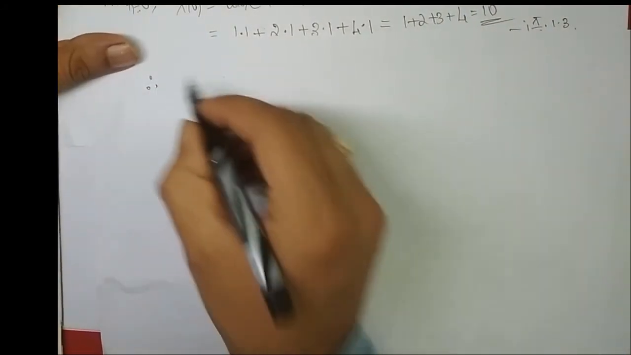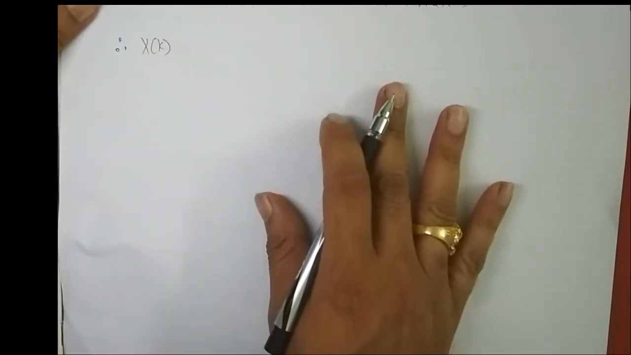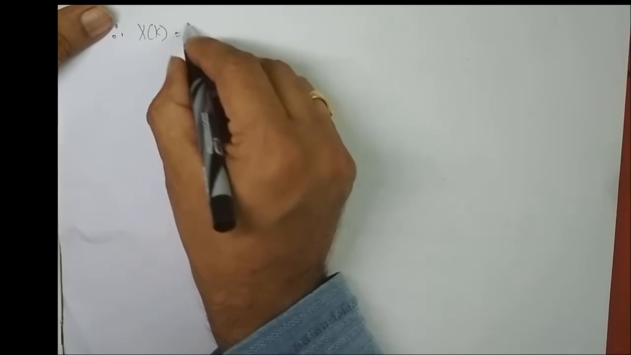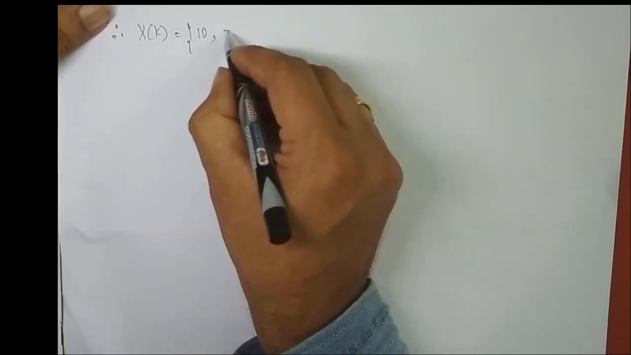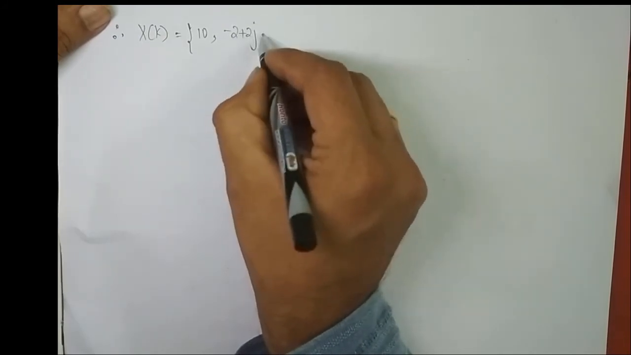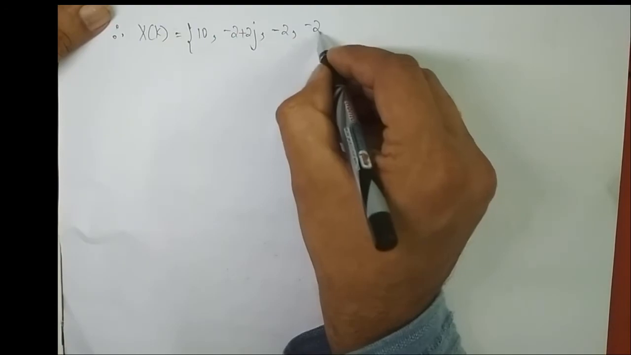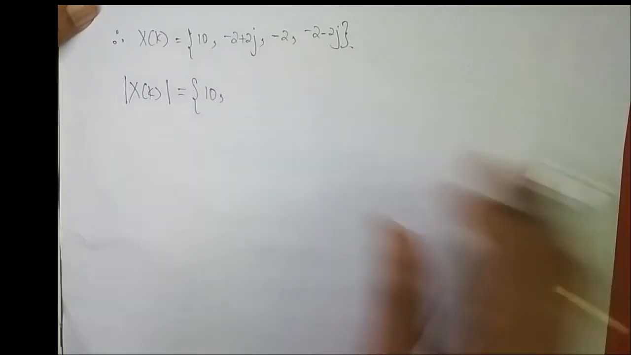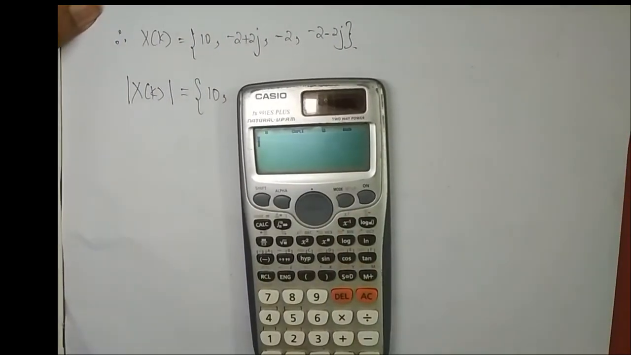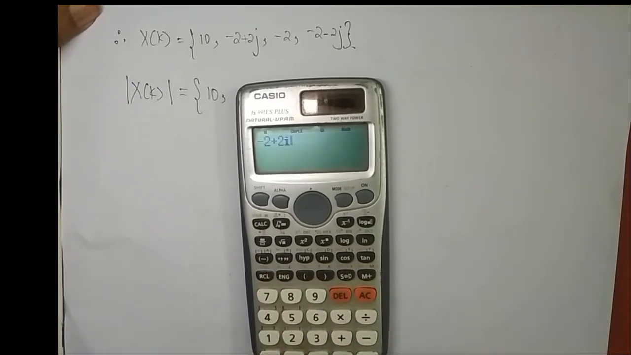So therefore, what do we get? X of k is equal to, what is the value of X of 0? It is 10, right? What is the value of X of 1? Minus 2 plus 2j. What is the value of X of 2? It is minus 2. What is the value of X of 3? It is minus 2 minus 2j. Okay. So what is the magnitude of 10? It is 10, right? Comma. What is the magnitude of minus 2 plus 2j?